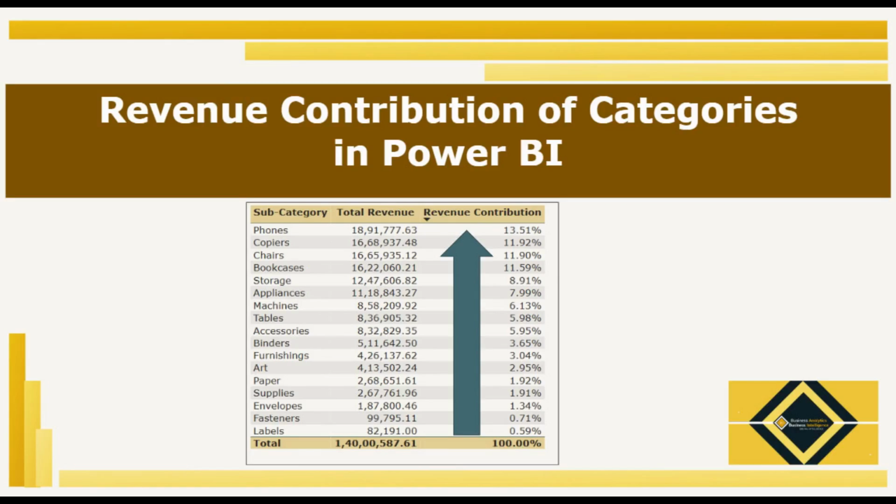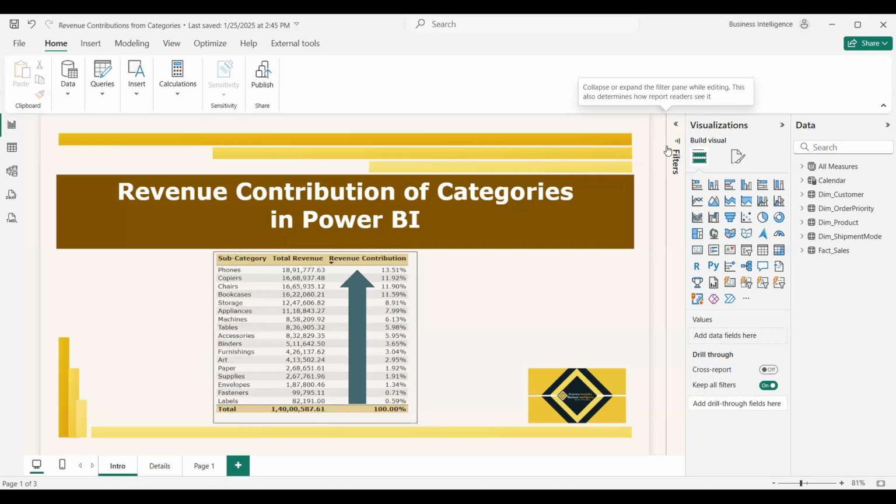This video is regarding a small DAX function, the ALL function, and how to use it to get the revenue contribution of categories in Power BI. So basically it will be the revenue contribution of subcategories in Power BI. So we will go to the details.